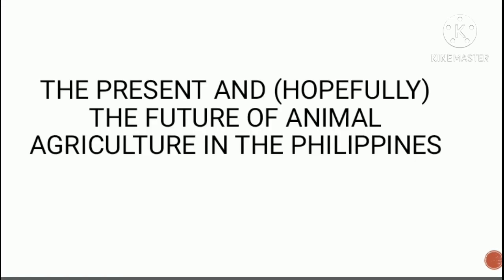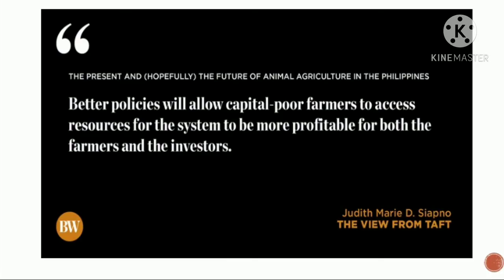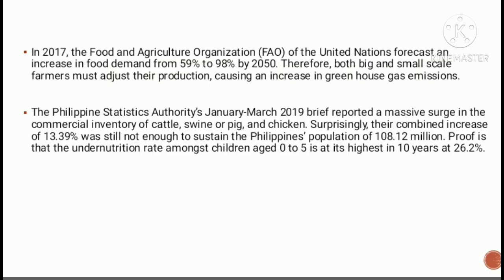The present and the future of animal agriculture in the Philippines. In 2017, the Food and Agriculture Organization of the United Nations forecast an increase in food demand from 59% to 98% by 2050. Therefore, both big and small-scale farmers must adjust their production, causing an increase in greenhouse gas emissions.